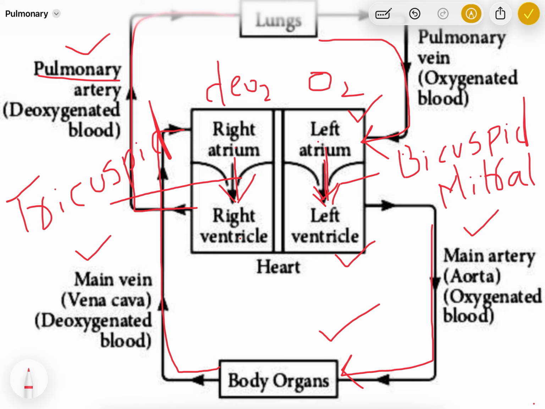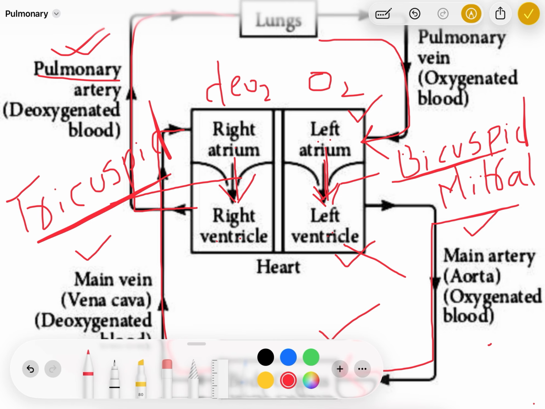The fourth valve is located between the left ventricle and aorta. This valve we call the aortic valve. So, four valves: right atrium to right ventricle, tricuspid valve; right ventricle to the lungs, pulmonary valve; left atrium to left ventricle, bicuspid or mitral valve; left ventricle to aorta, the aortic valve. These are the four different kinds of valves present in the circulation of the heart.